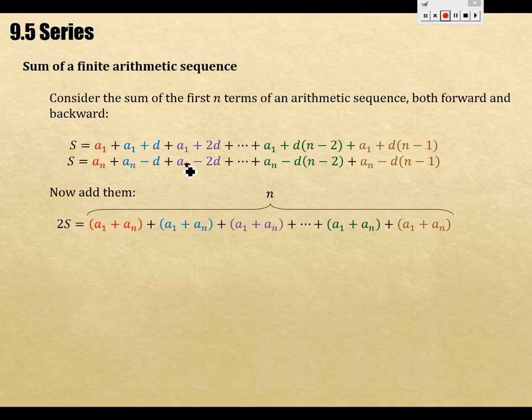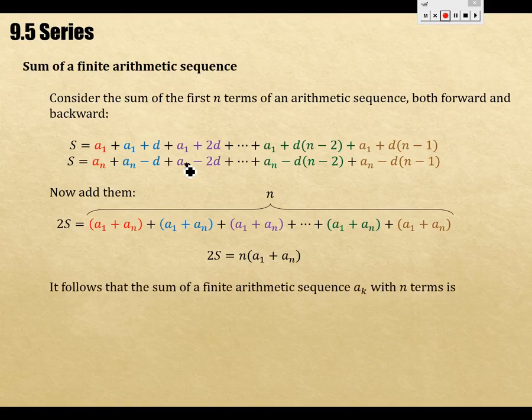So there's a quick way to write that. That's just N times A1 plus AN, divided by 2, which gives, in a box, our result for an arithmetic series.